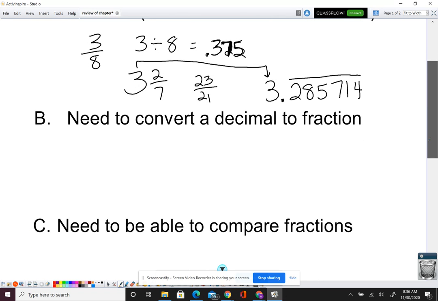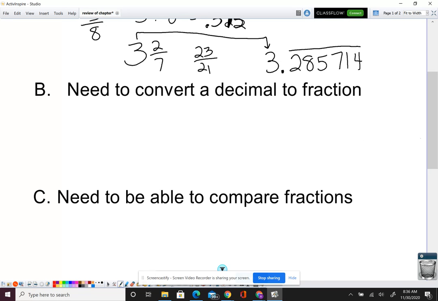The second thing, you need to convert a decimal to a fraction. Starting out with 0.625, how many decimal places are there? There are 3. So you put 625 over a 1 with 3 zeros, and then you reduce that down. 625 over 1,000 comes out to be 5/8.